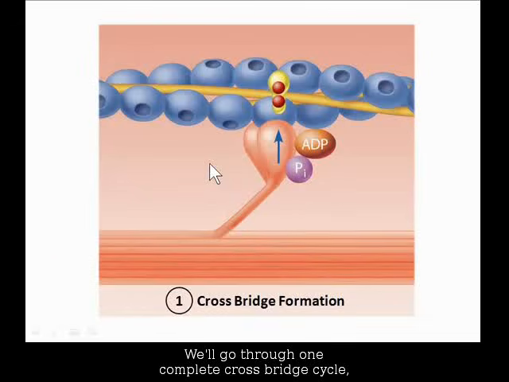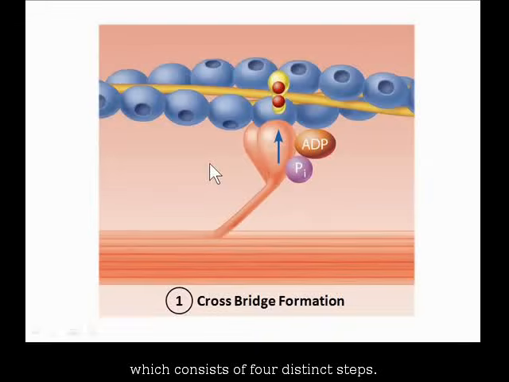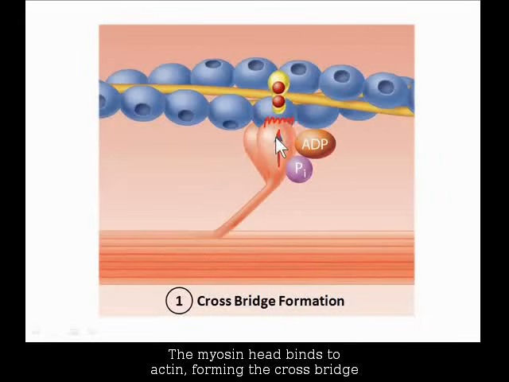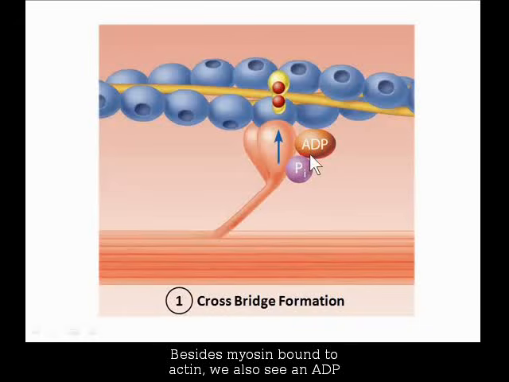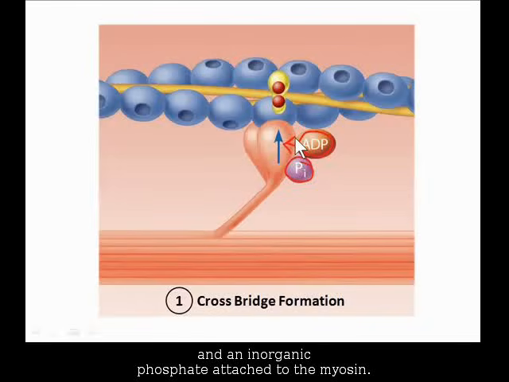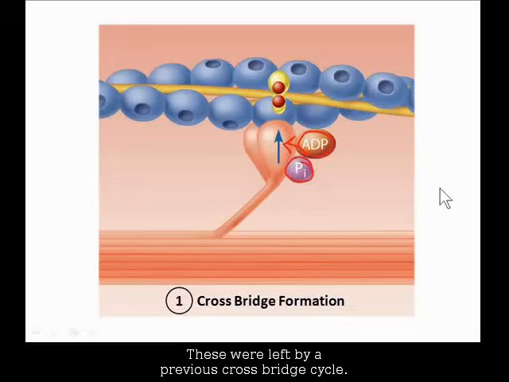We'll go through one complete cross-bridge cycle, which consists of 4 distinct steps. The first step, seen on this slide, is cross-bridge formation. The myosin head binds to actin, forming the cross-bridge between the thick and thin filaments. Besides myosin bound to actin, we also see an ADP and an inorganic phosphate attached to the myosin. These were left by a previous cross-bridge cycle.